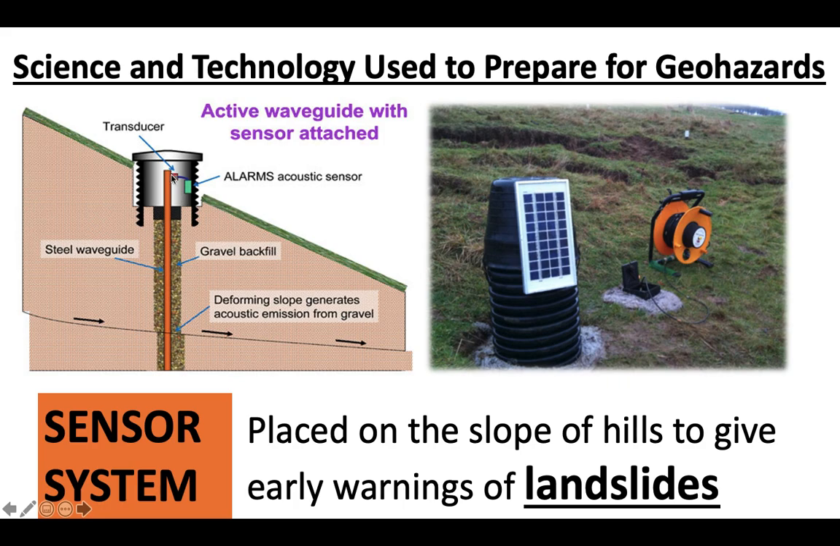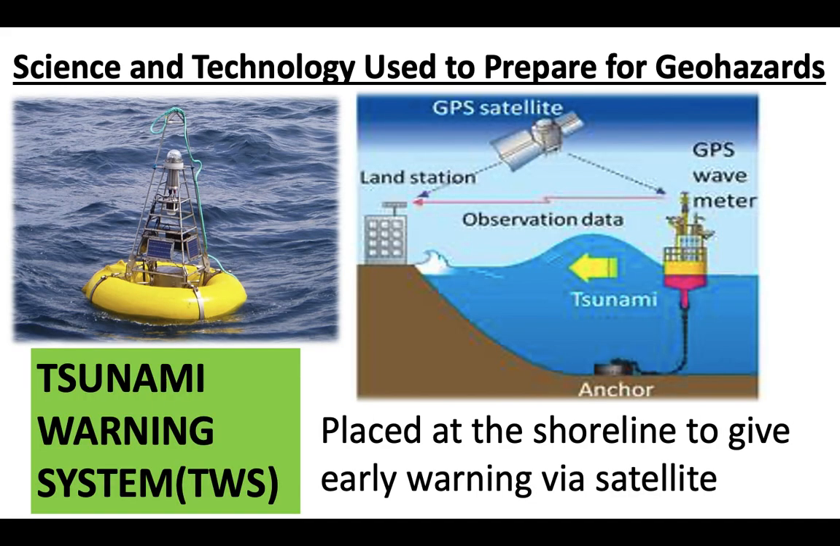So dia diletakkan on the slope of hills to give early warning of landslide. Okay, kat kawasan-kawasan yang tebing-tebing yang curam yang sini ni untuk prepare landslide. So sekiranya berlaku the movement of the soil, dia nak turun dah ke bawah sini kan, so alarms ni akan bunyi lah, dia akan bagi warning. So sempatlah ambil apa-apa precaution steps untuk prevent lagi. Okay, untuk sensor system for the landslide.